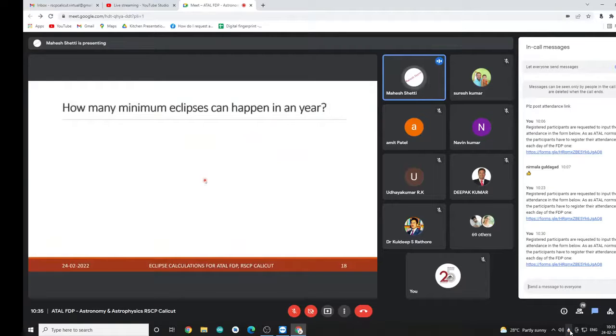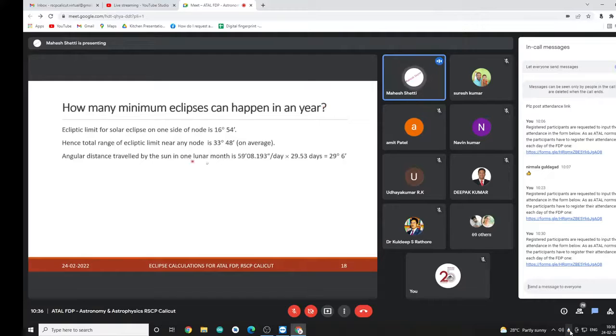Let us come to an interesting calculation. How many minimum eclipses can happen in a year? We already talked about that: at least 2 solar eclipses will take place and no lunar eclipse may take place. So our answer is ready. Let's look at the argument. The ecliptic limit for a solar eclipse on one side of the node is 16 degrees 54 minutes. So the total range is going to be double of that, 33 degrees 48 minutes on an average.